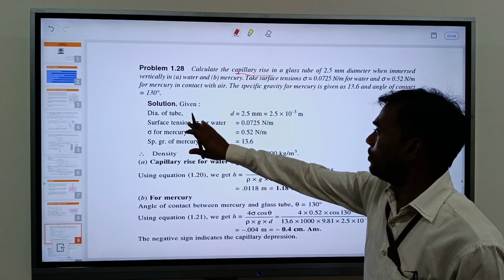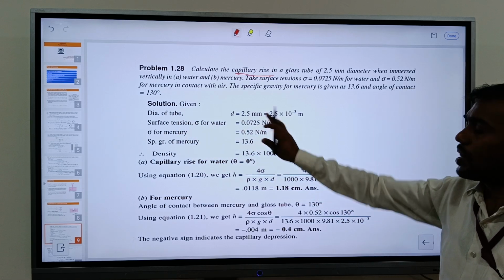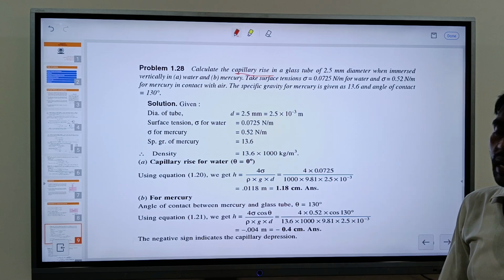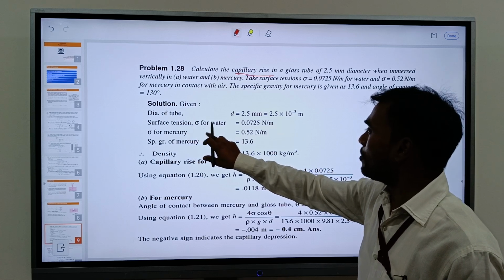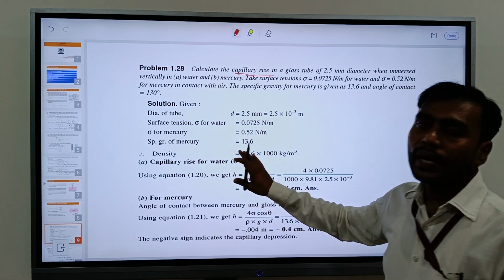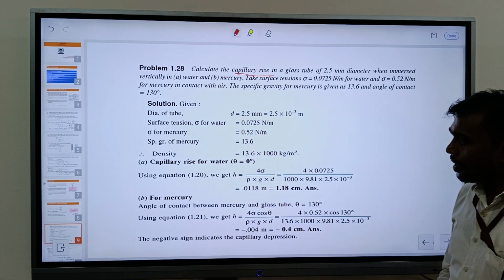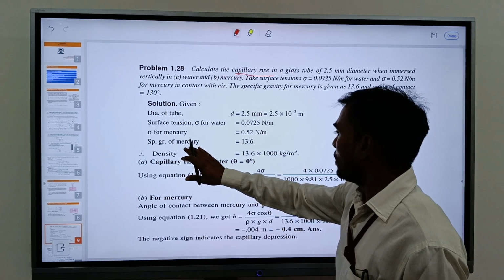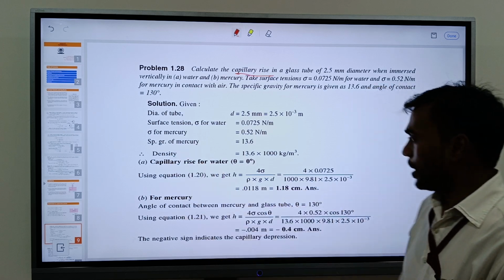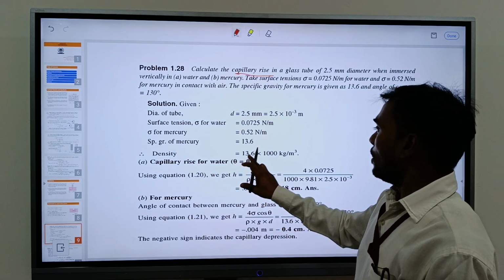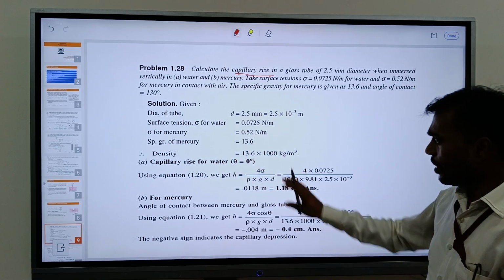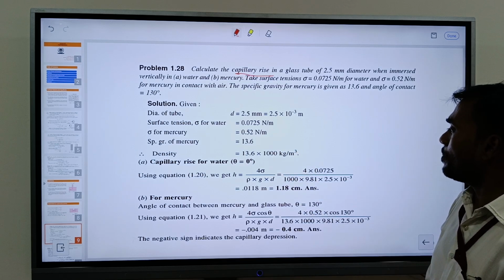Okay, so let us first write the given data. The tube diameter is already given as 2.5 mm. When you convert it to SI system, it will be 2.5 into 10 to the minus 3 meter. Surface tension sigma for water is given, sigma for mercury is given, and specific gravity of mercury is already given, that is 13.6. Okay, so using the specific gravity of mercury 13.6, you can calculate the density of mercury. It will be equal to the specific gravity of mercury into density of water, and the density of water has a standard value, that is 1000 kg per meter cube.